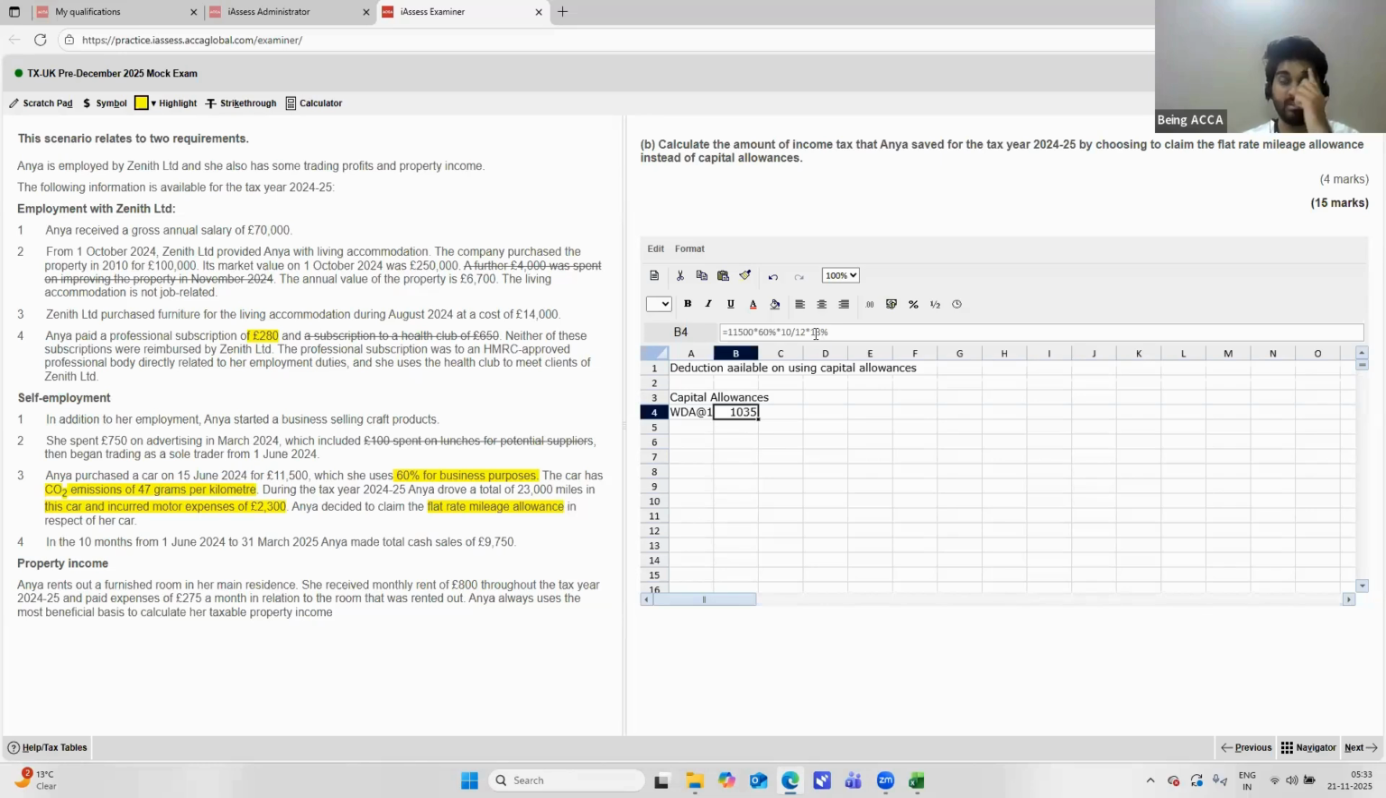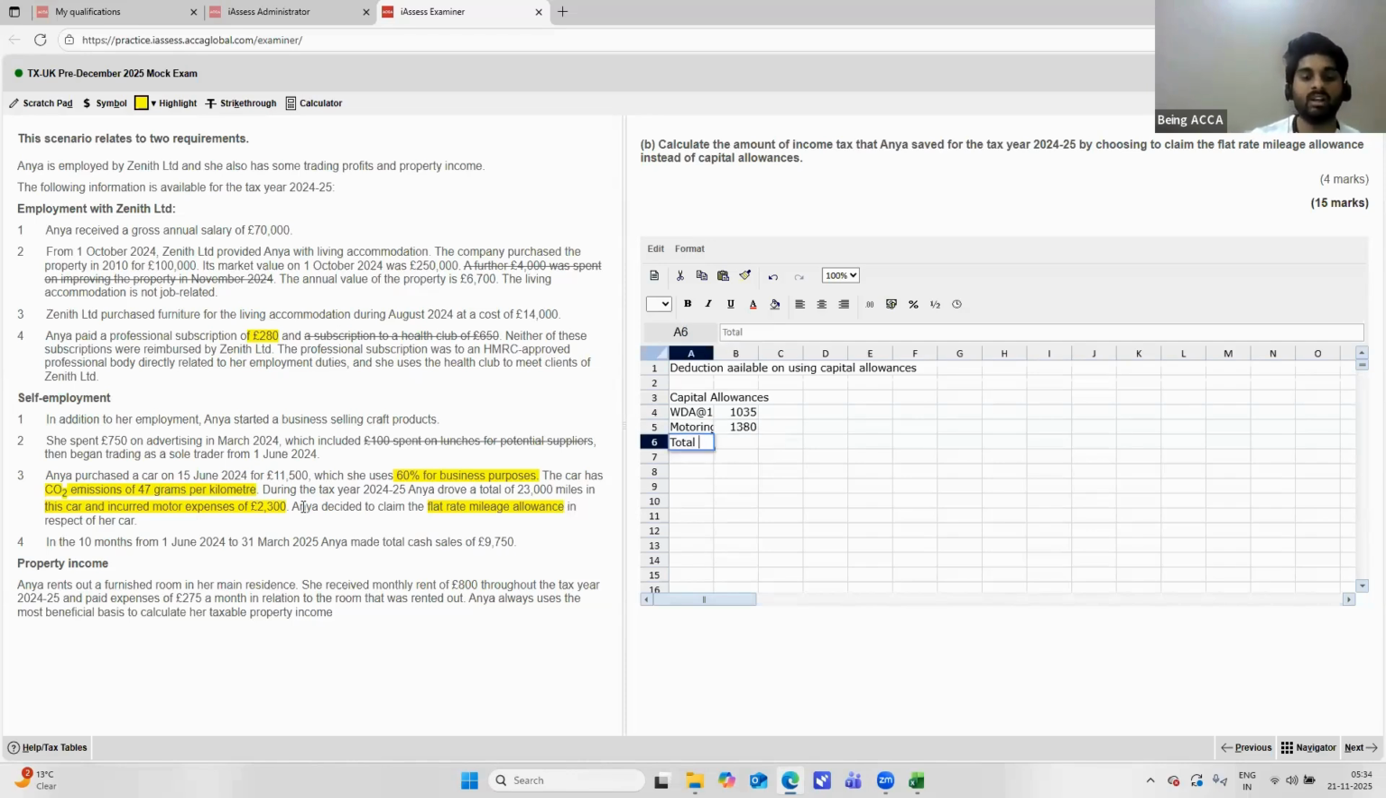And because of this capital allowances, what do we have? Motoring expenses are also deductible expenses. So that means motoring expenses would also become deductible, which is of 2300. So it again should be prorated for the business use, because motoring expenses is for the entire usage of car, of which only 60% is for business purposes. So it is equal to 2300 into 60%, making it a total of 1380.